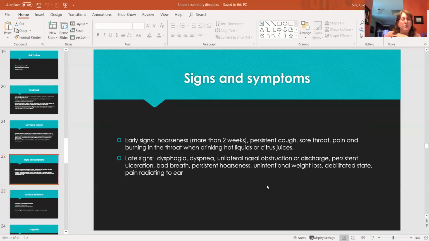With signs and symptoms, you're going to have differences. Early on, you're not going to have as much, but later signs are going to be more severe. Early on, you might just have hoarseness for a while, persistent cough, throat pain, or burning in your throat. Late signs, as the cancer progresses, you're going to have a harder time swallowing. You might have shortness of breath. You could have bad breath, unintentional weight loss, pain radiating to your ear, weird stuff like that.